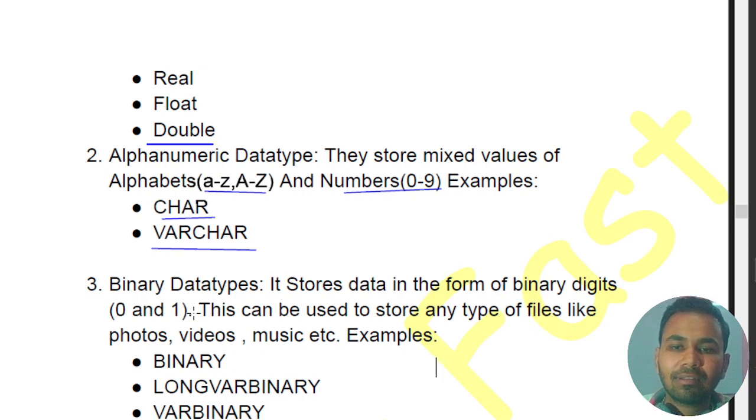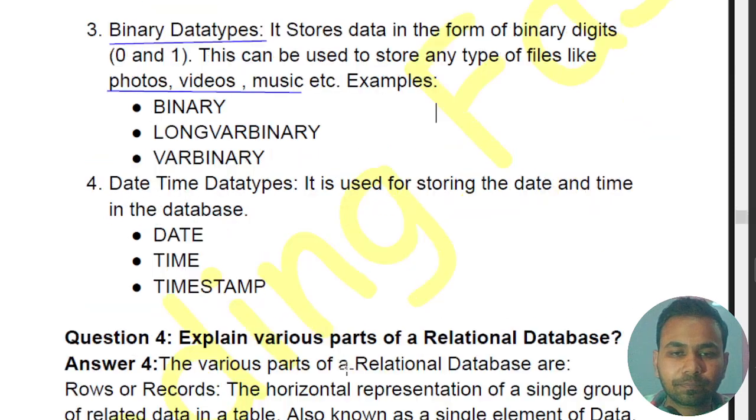You know that everything is stored in the computer in the form of zeros and ones, like photos, videos, or music. These are all stored in the form of zeros and ones only in the computer. So they are stored by using these binary data types. They are used by the keywords binary, long var binary, and var binary.